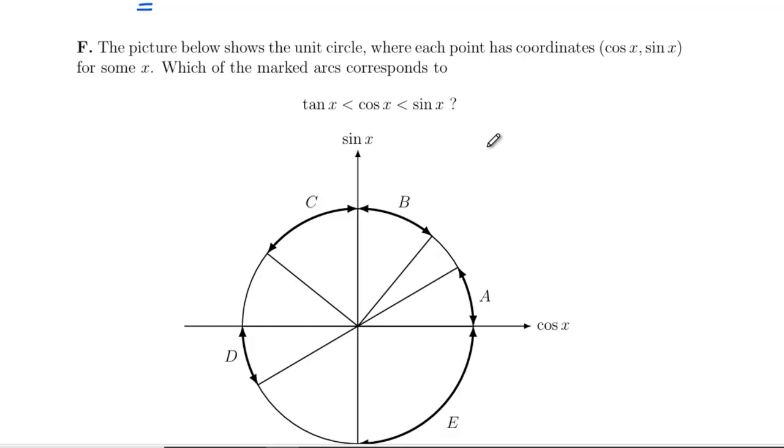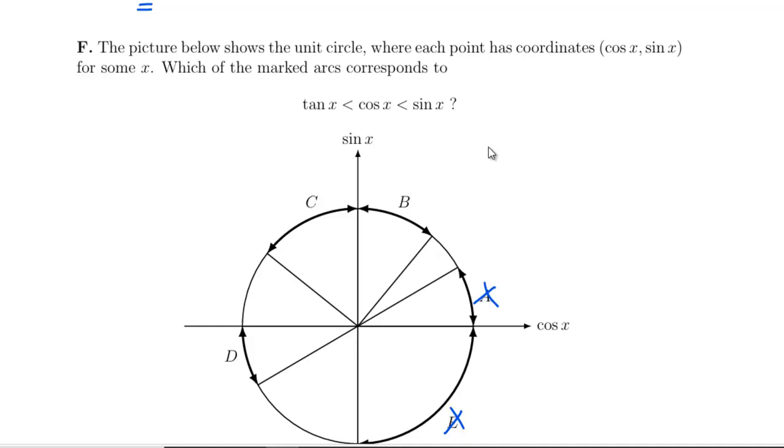F, the picture below shows the unit circle, where each point has coordinates cos x, sin x for some x. Which of the marked arcs corresponds to tan x is less than cos x is less than sin x? Interesting. So, well, let's look at some of these. Well, it's definitely not A, because we've got cos x there is greater than sin x, so it can't be A. And same for E, because sin x is negative.